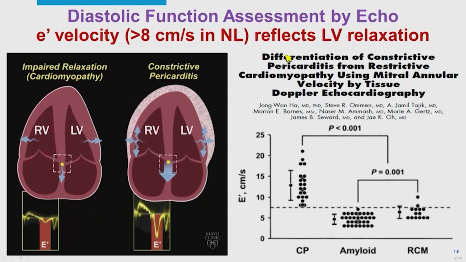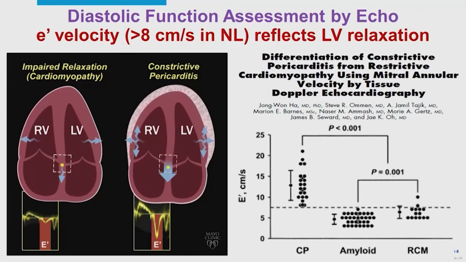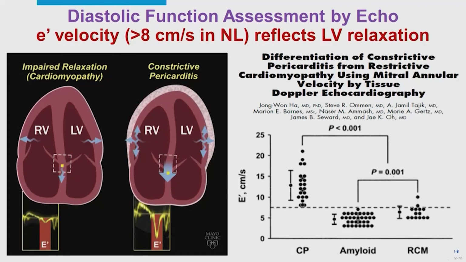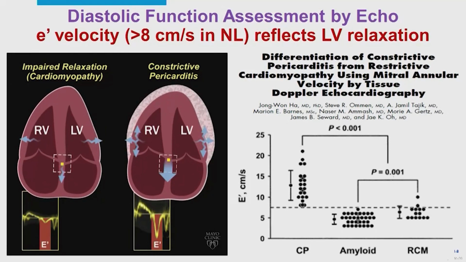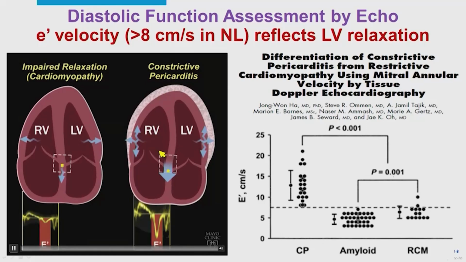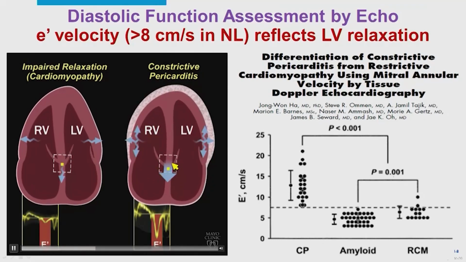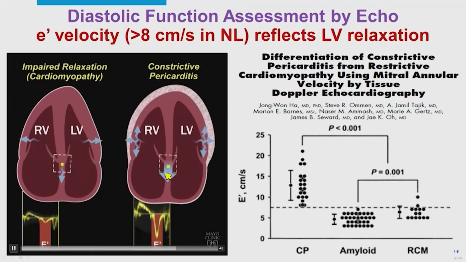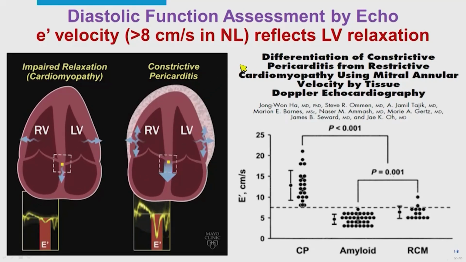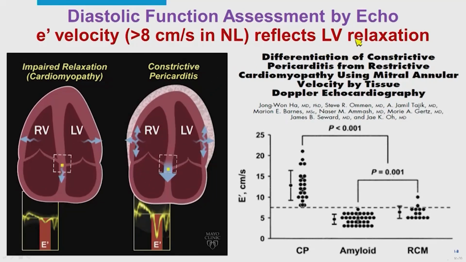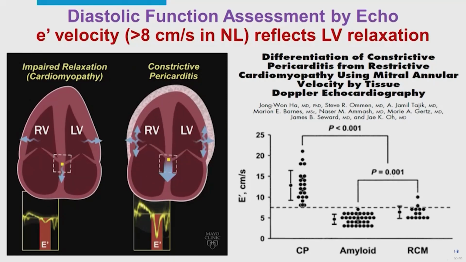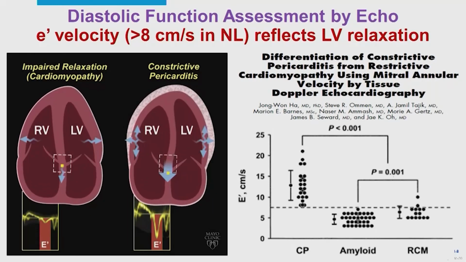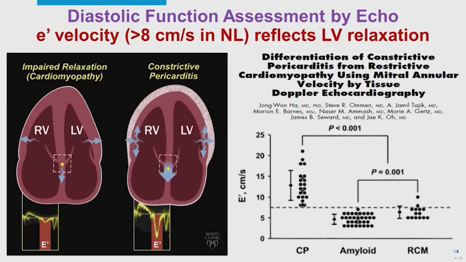So another important diagnostic parameter for echocardiography came from this observation. The E prime velocity, that is the early diastolic velocity of the mitral annulus, is the parameter that reflects LV relaxation very well. So normally, in normal individuals with normal myocardial relaxation, E prime velocity is about 8 to 10, or sometimes in young individuals up to 15 centimeters per second.